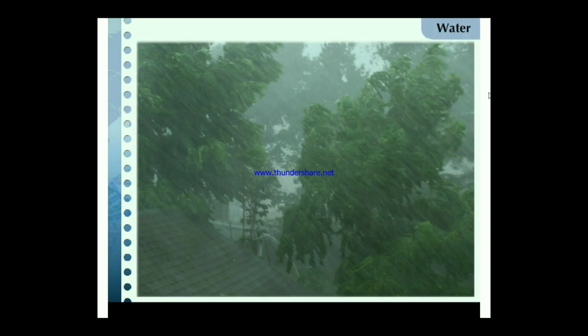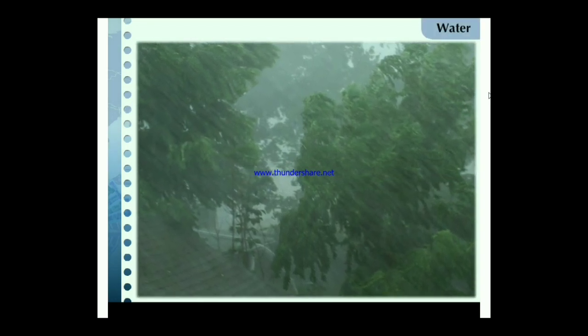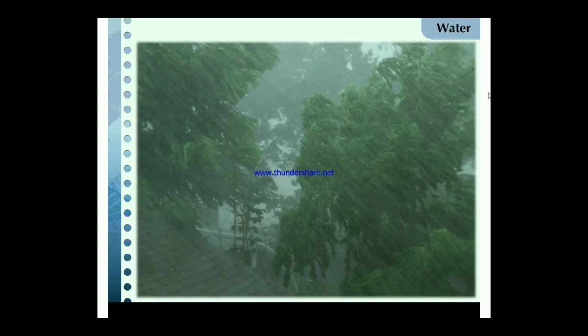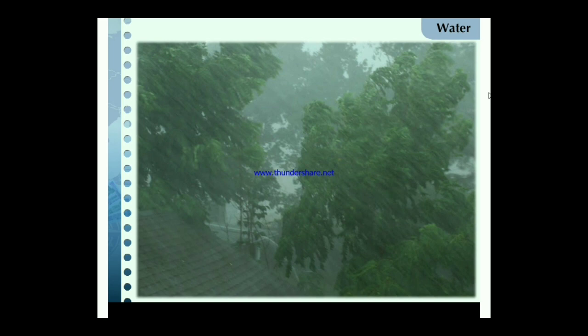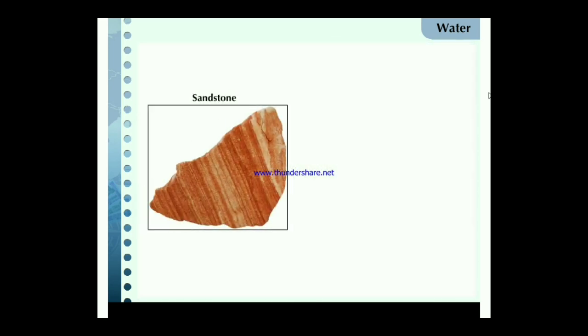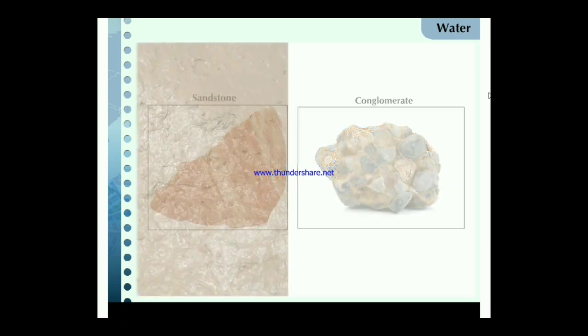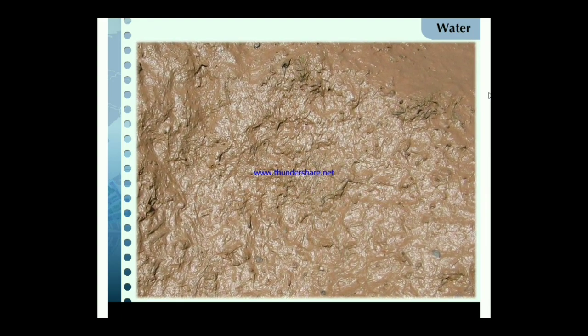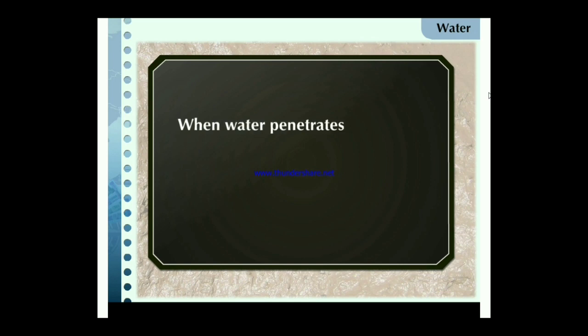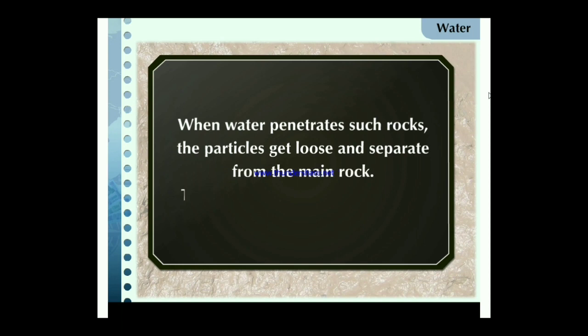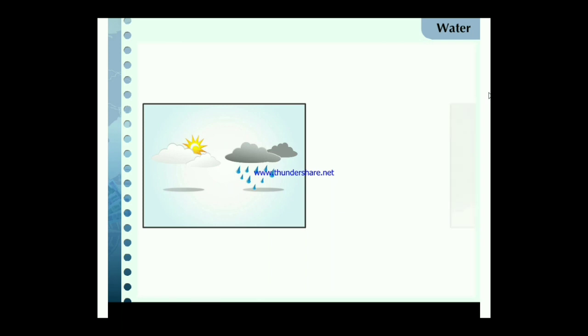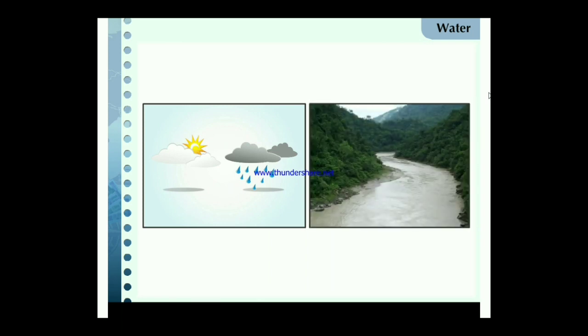Water. Some areas experience more rainfall than others. In such areas, soaking of rock water also causes weathering of some rocks like sandstone conglomerate. These rocks are formed because of pressure on the agglomeration of sand particles. Mud also makes sand particles come together. When water penetrates such rocks, the particles get loose and separate from the main rock. This is called granular weathering. Sometimes both temperature and water are responsible for weathering.